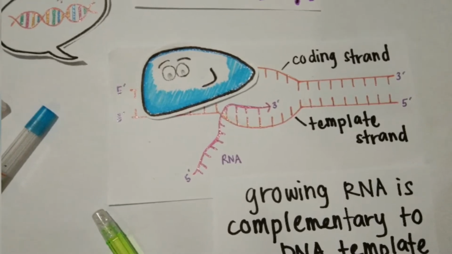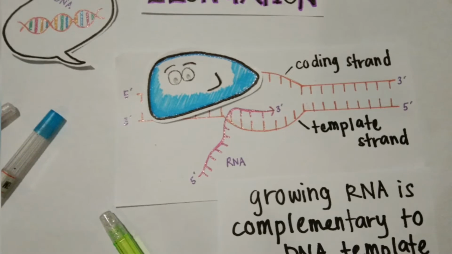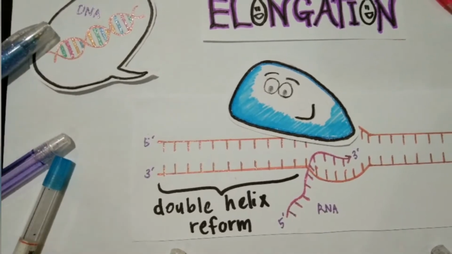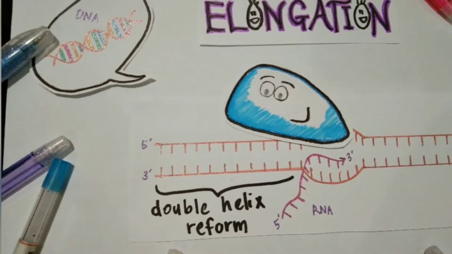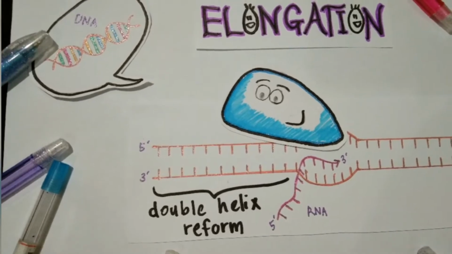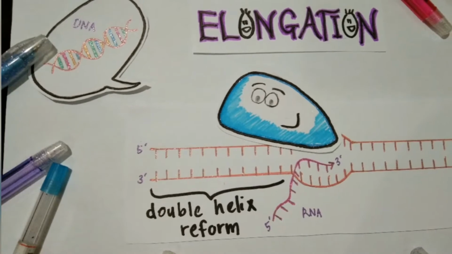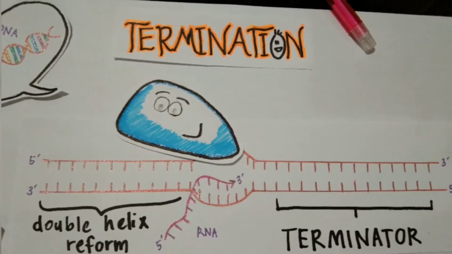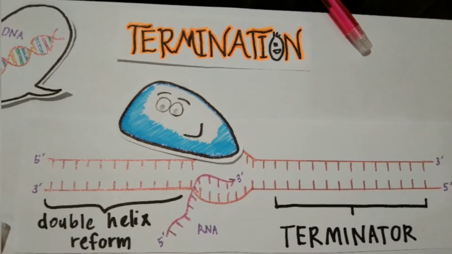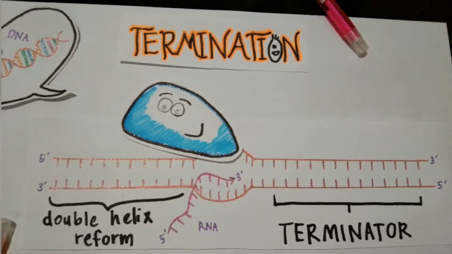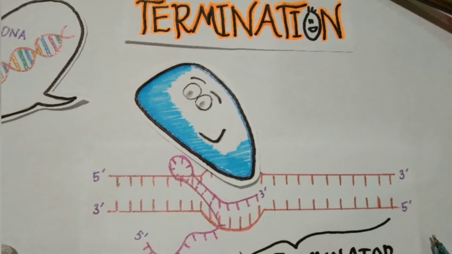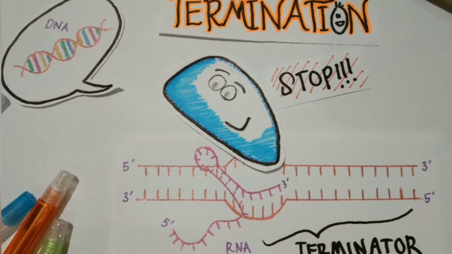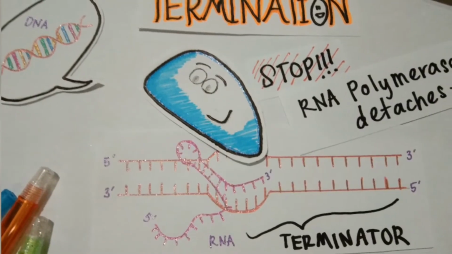The RNA transcript, mRNA, is formed in the 5' to 3' direction. Behind the point of RNA synthesis, the double helix reforms and the RNA molecule peels away. The transcription process ends during the termination stage, when RNA polymerase reaches a terminator sequence of the DNA. Once reached, RNA polymerase stops adding RNA nucleotides to the RNA strand and detaches from the DNA template.